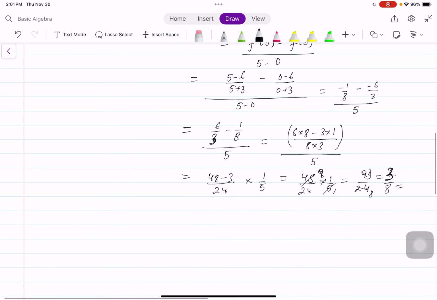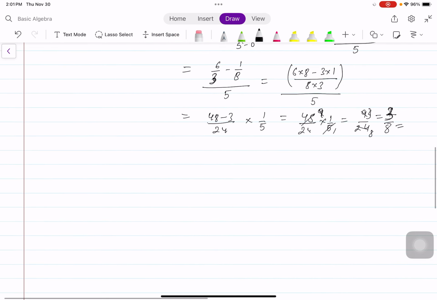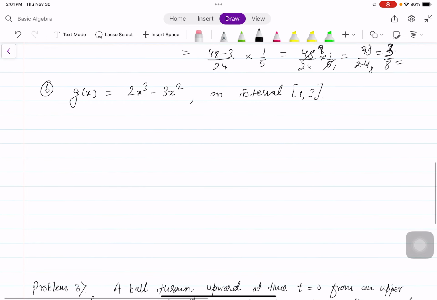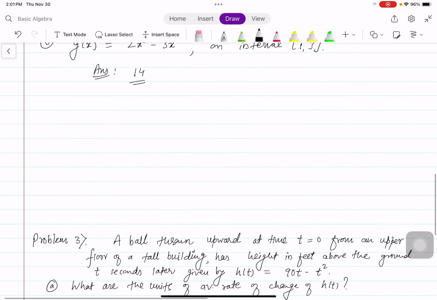So similarly, I will put another example, and I'll let you solve it. Number B is g of x equals 2x cubed minus 3x squared on interval 1 comma 3. It's exactly the same kind of problem. I'll provide you the answer, please work on it. So 14 is the correct answer.